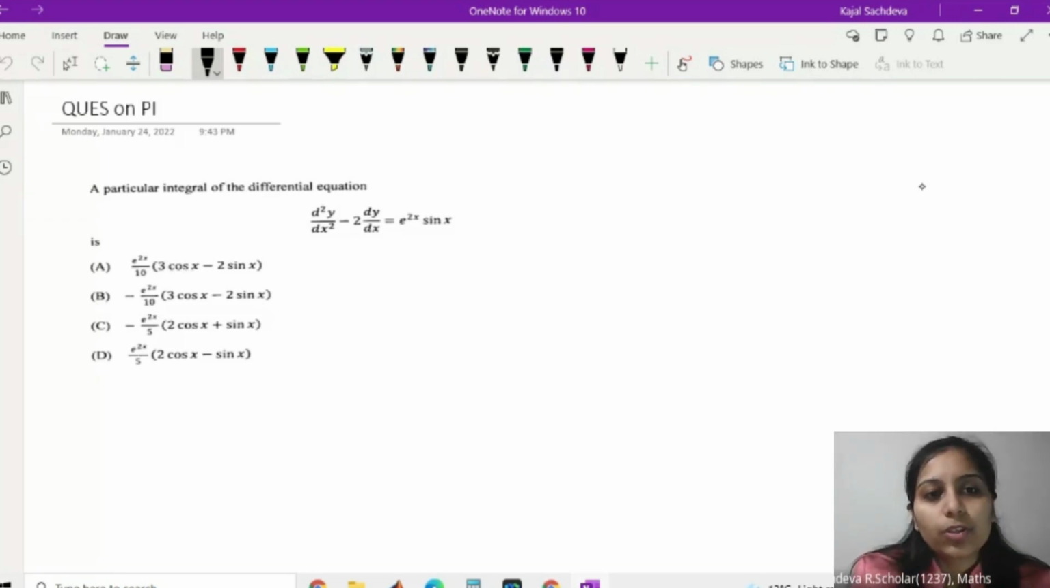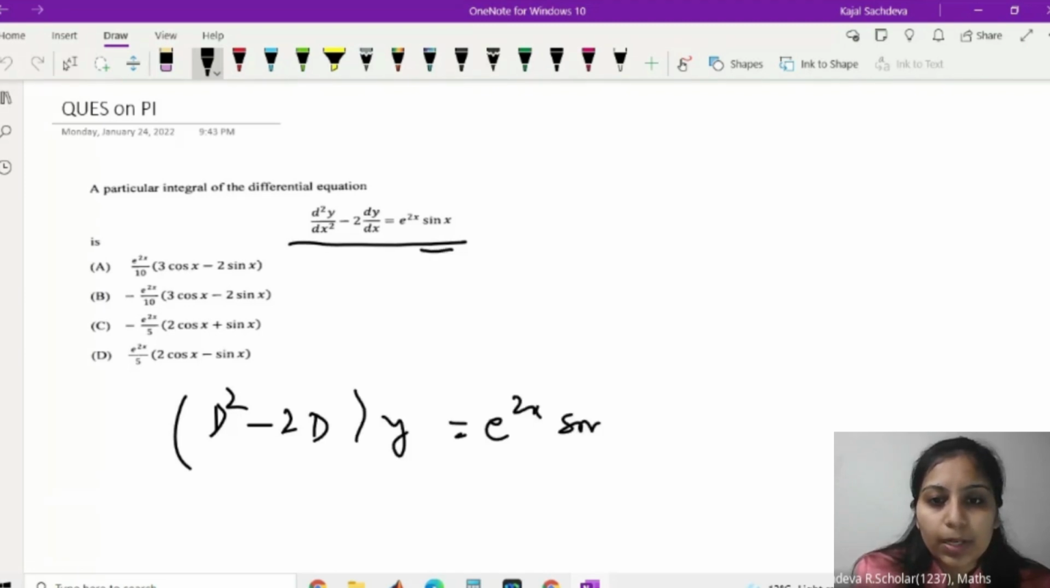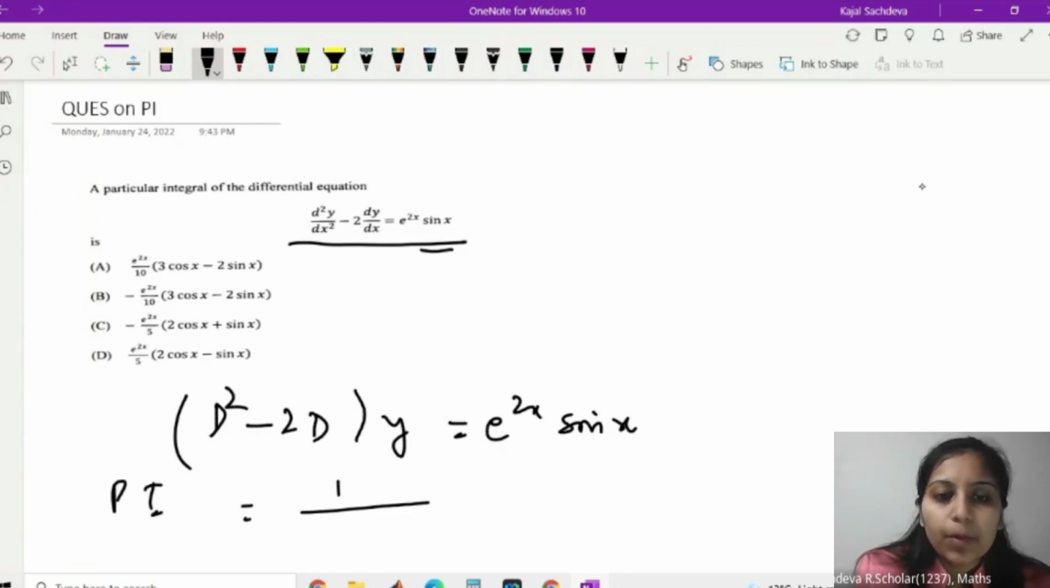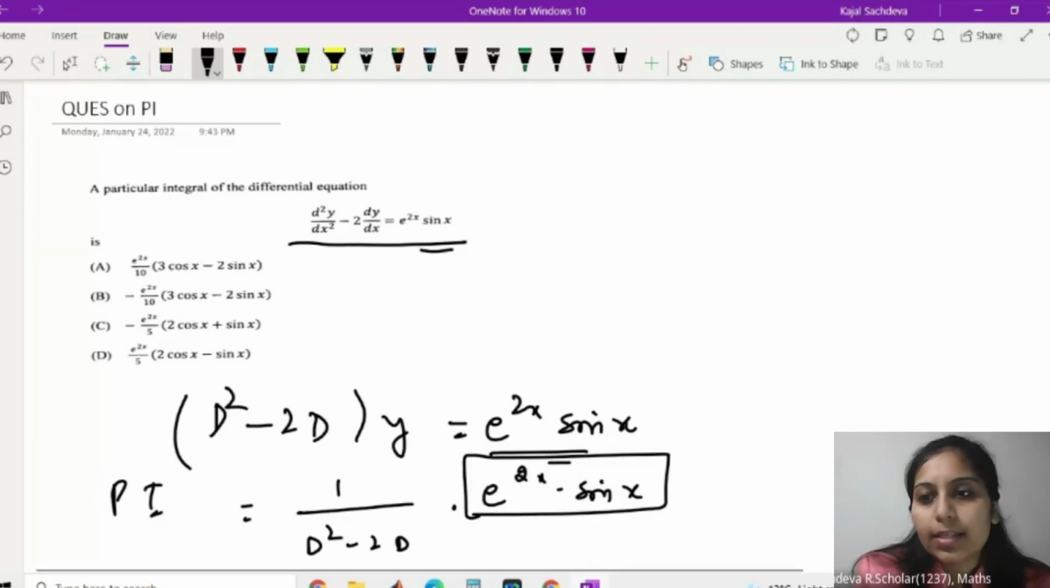So the next question, our last question of this lecture: a particular integral of the differential equation this. We are to find only the particular integral in this differential equation. So we can write this differential equation in symbolic form, (D square minus 2D) into y is equal to e raised to power 2x into sin x. So now for the particular integral, 1 upon f of D, (D square minus 2D), into Q. We have done a method for these kinds of Q.